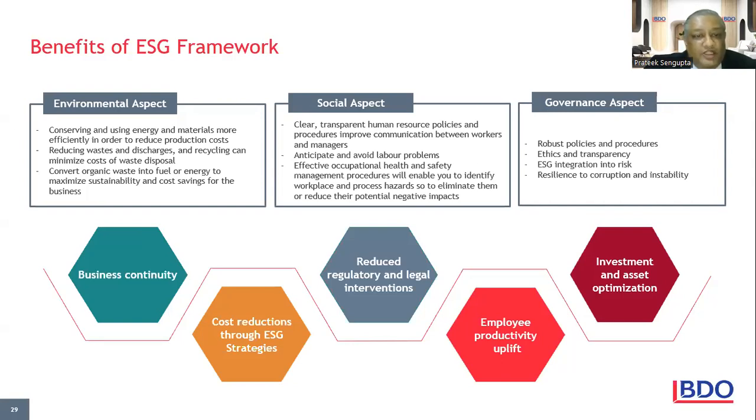Under the social aspect, we look at things like clear and transparent human resource policies and procedures, anticipation and avoidance of labor-related problems, and effective occupational health and safety management. And under governance, there are aspects like robust policies and procedures, ethics and transparency, ESG integration into risk, and finally, resilience to corruption and instability.